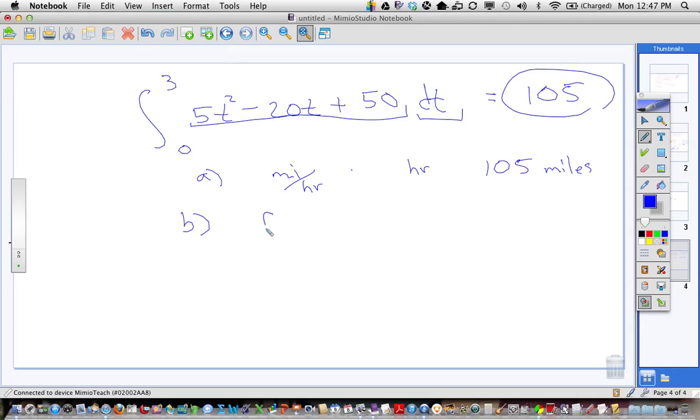Okay? So you go to part B, and it's pretty much the same thing. They just tell you it's feet per second, and then the dt would be in seconds. So this is 105 feet. That'd be the same thing from midnight to 3 a.m.